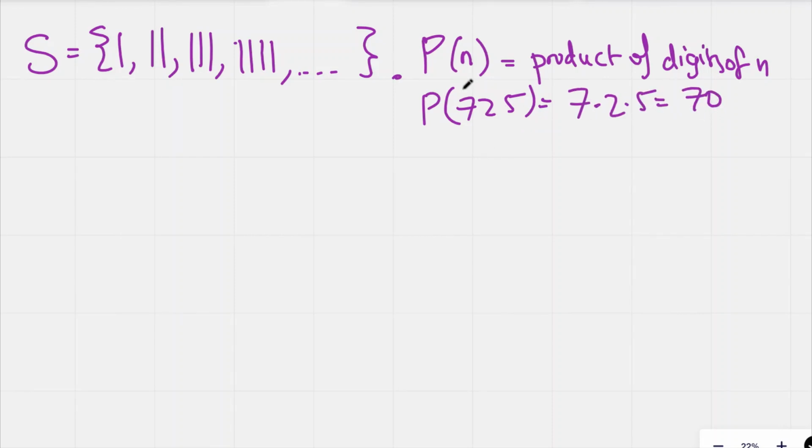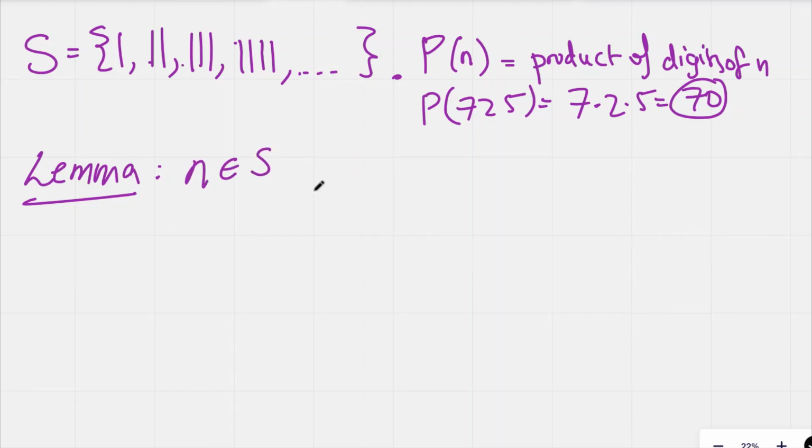And how this differs from d of n is, remember, with d of n, I keep taking the product of the digits of the result until I'm left with a single digit number. Okay, and so now I can state my lemma. What is my lemma? I'm going to combine these two things together. I'm going to say n is in S if and only if p of n is in S.